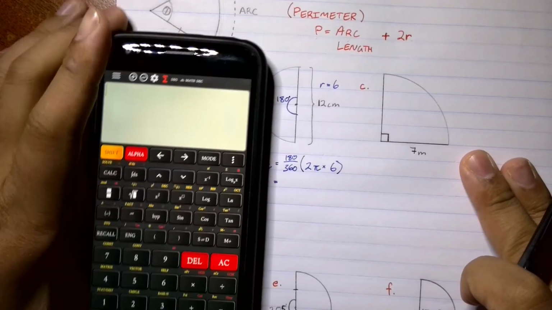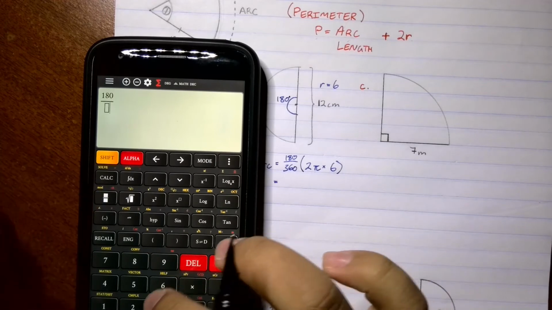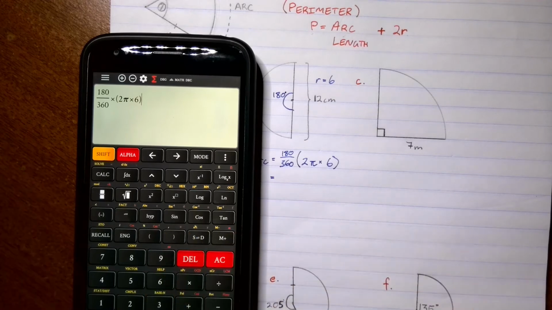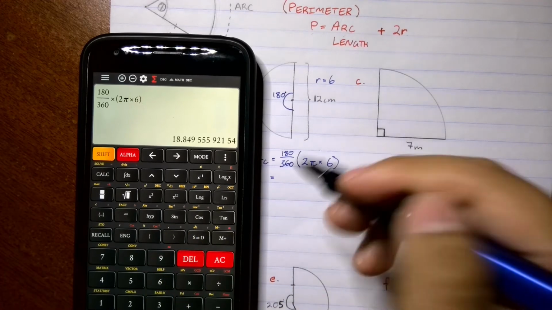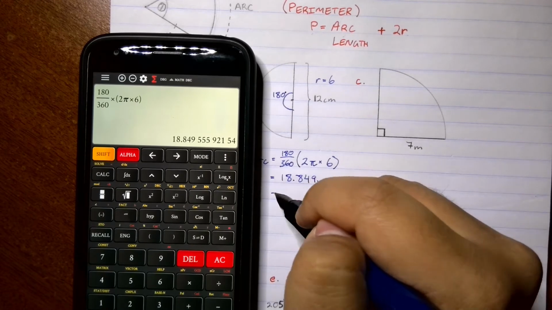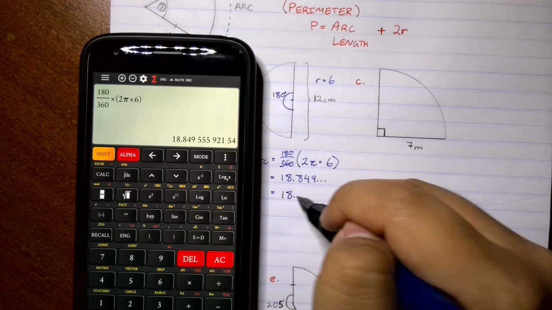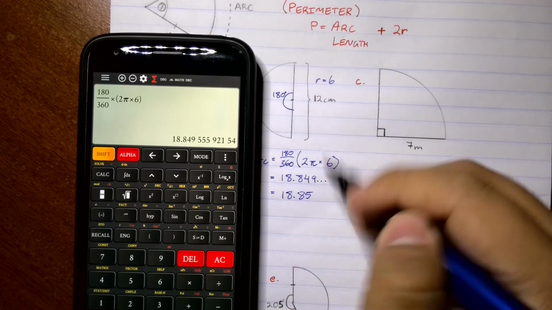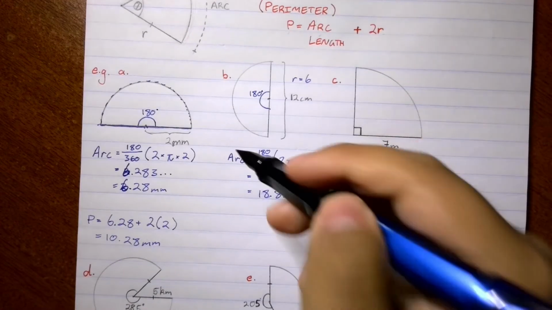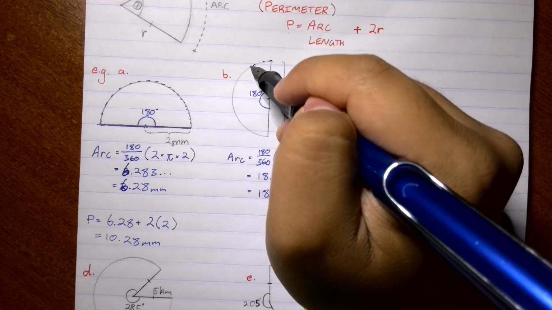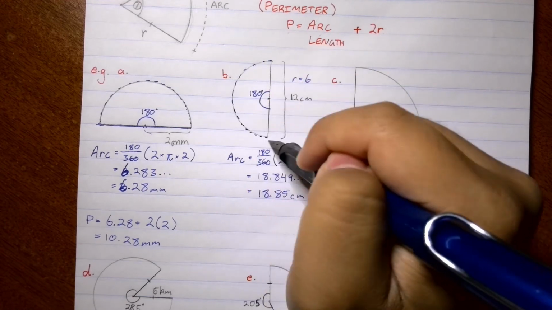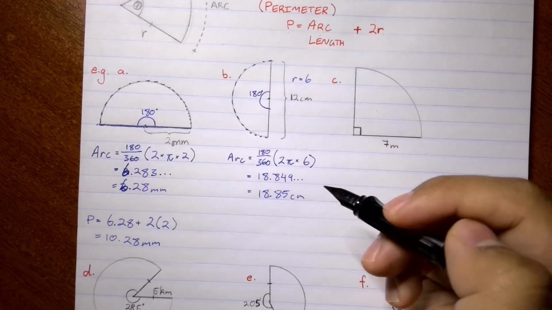Using our calculator once again, we get 180 over 360 times 2 pi times 6, which gives us 18.849. Rounding this off, we get 18.85. Since it is in centimeters, we get centimeters. So, reminding you again, the arc length is only calculating this curved bit here. So the arc length, this dotted line, is 18.85.